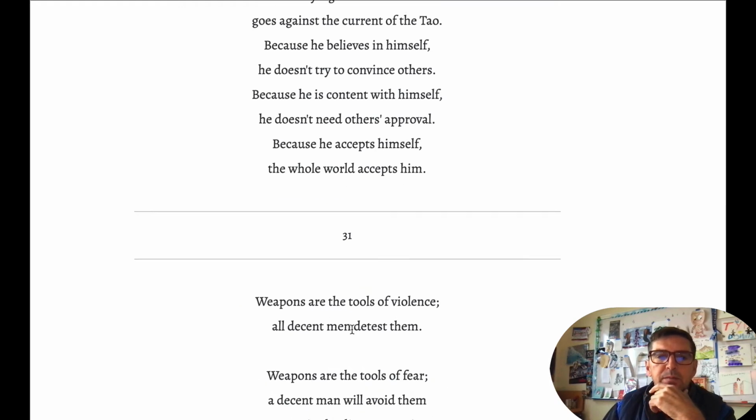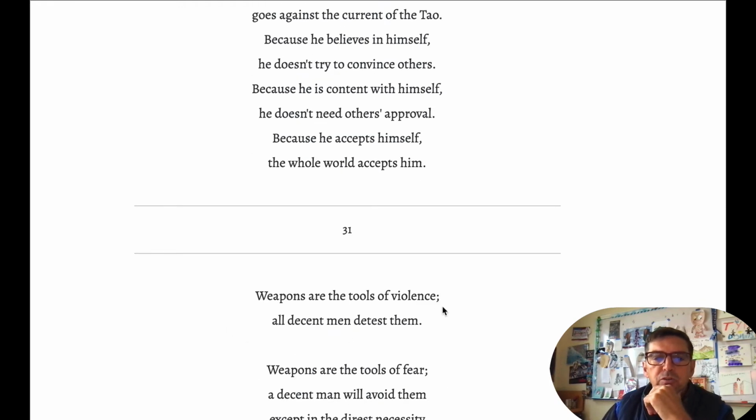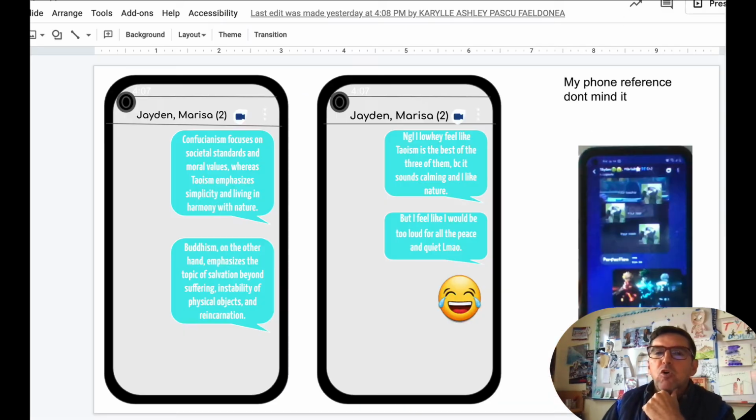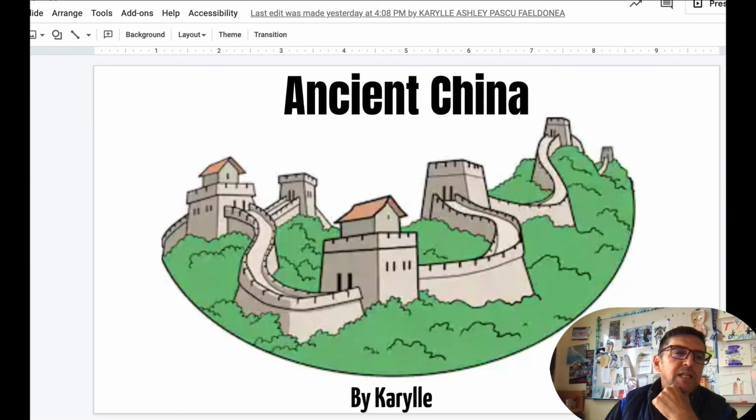You will copy them. Here's a short one. Weapons are the tools of violence. All decent men detest them. So what if you just wanted to go with that? I would copy it. Bam. I would bring it over. I will make my top slide.